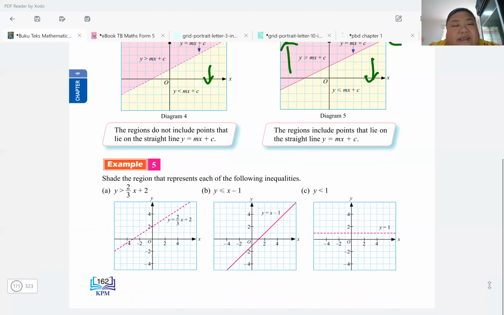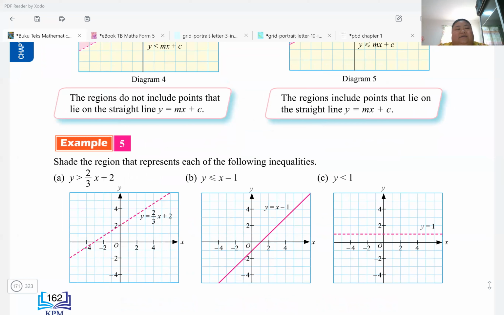Then example 5. This one says y is greater than 2 over 3 x plus 2. The straight line is already drawn for you, and it is a dash line. If it is greater than, then you have to shade the above region. That is the shaded region that represents this inequality.